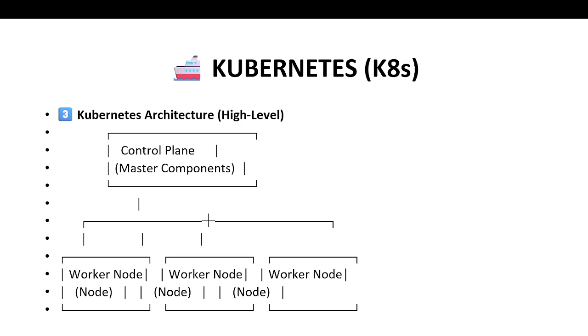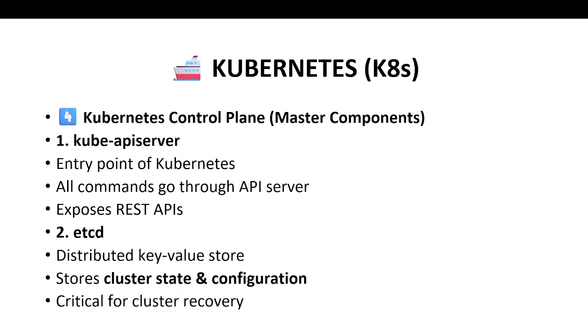So the Kubernetes architecture is like this. First, it contains the control plane, which contains the master components. Under that, we get worker nodes: worker node 1, worker node 2, worker node 3, like this. The Kubernetes control plane is also called the master components.